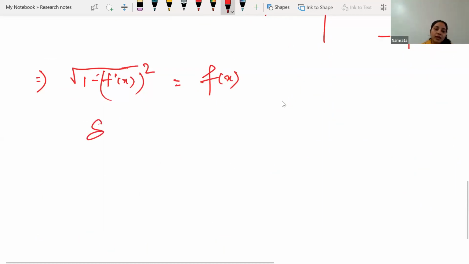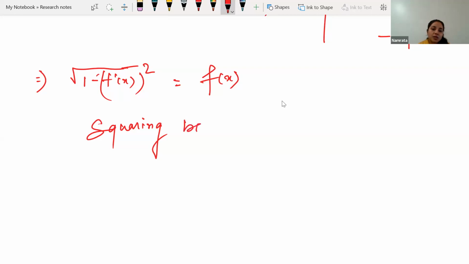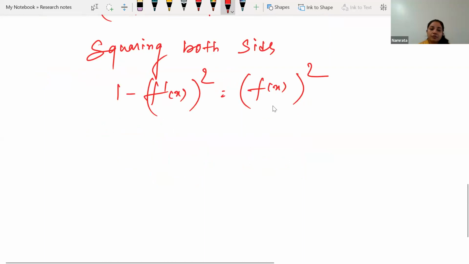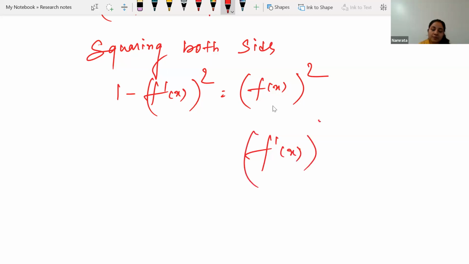Now we will square both sides to get rid of this square root sign, and think about how we can proceed so that we get f of x. Squaring both sides gives 1 minus (f dash x) squared is equal to (f of x) squared. Now I am keeping f dash x squared on one side separately: (f dash x) squared is equal to 1 minus (f of x) squared.